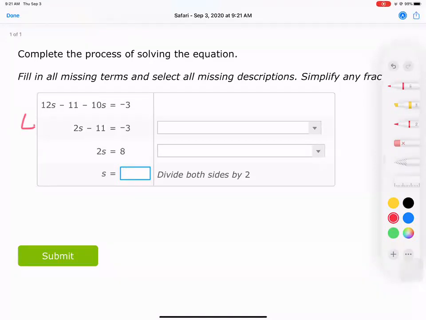So their first step was to wait, okay, let's figure out what's there and what's not there. I still see the 11, and I still see the 3. So they messed with the S's. What is 12S minus 10S? It is 2S. And we have a way of saying that. We combine like terms.